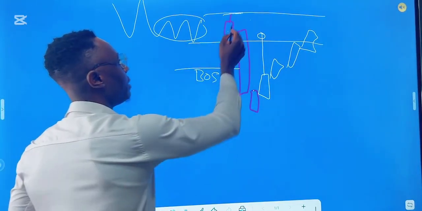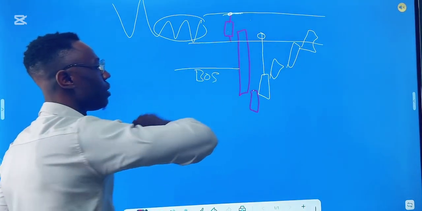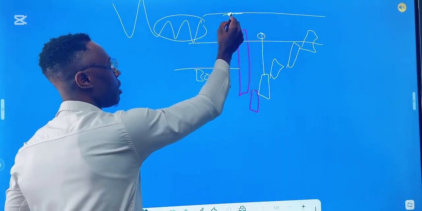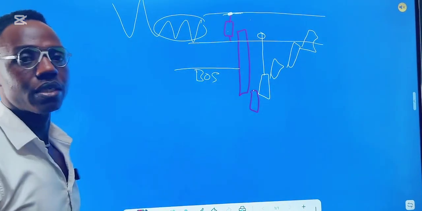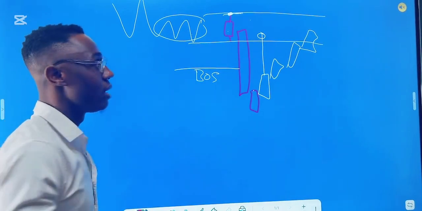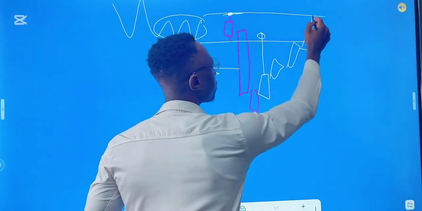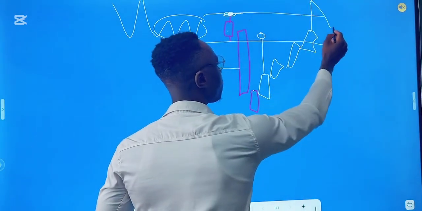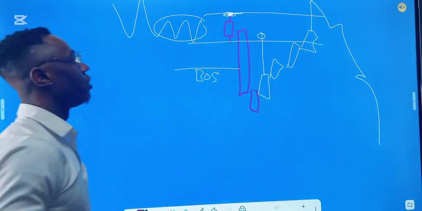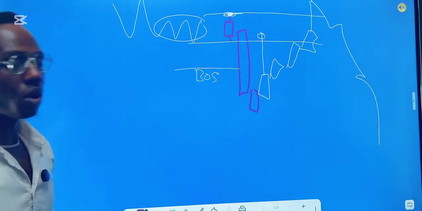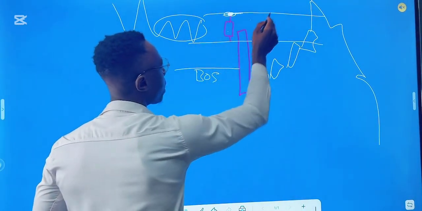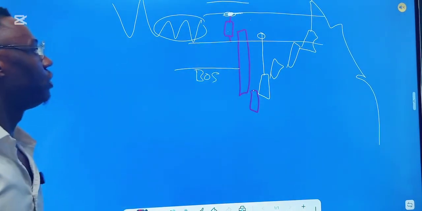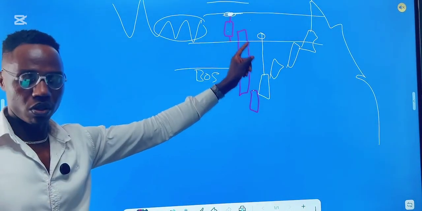Why? Because the high of the candle of the order block is termed as liquidity. Liquidity is there, so the market sometimes will push up, take the liquidity here, before pushing down. So make sure that your stop loss is far behind the order block, so that the price doesn't take it out before moving in your direction.